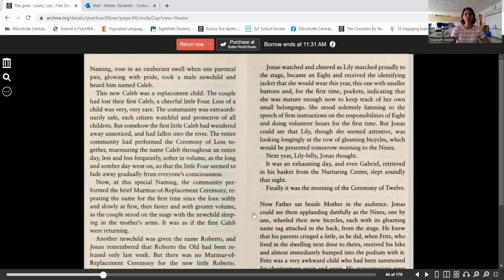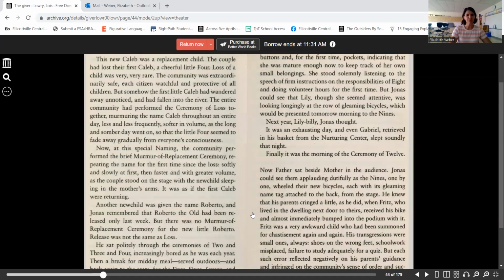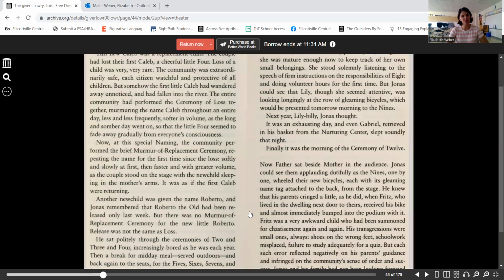Another new child was given the name Roberto, and Jonas remembered that Roberto the Old had been released only last week. But there was no murmur of replacement ceremony for the new little Roberto. Release was not the same as loss.